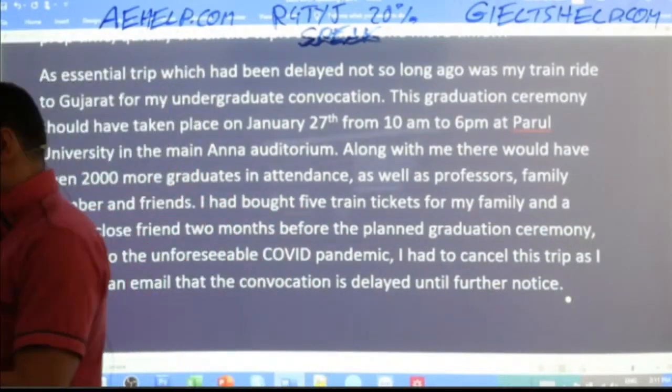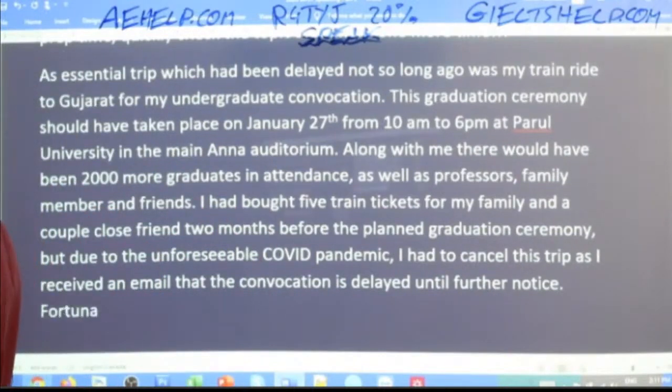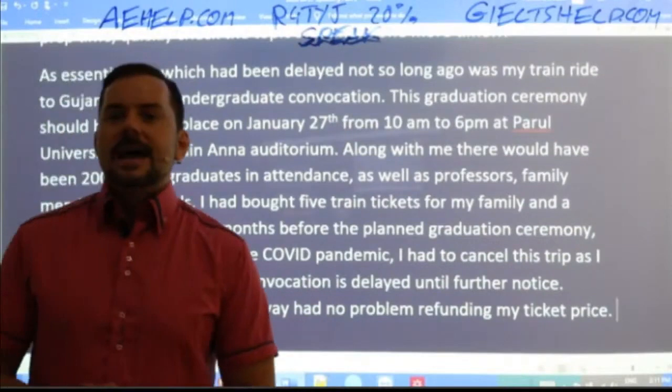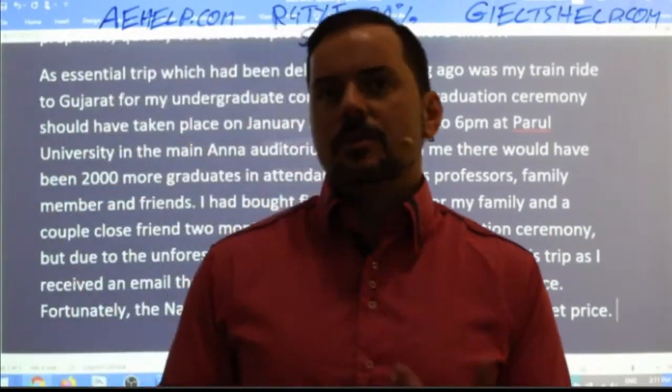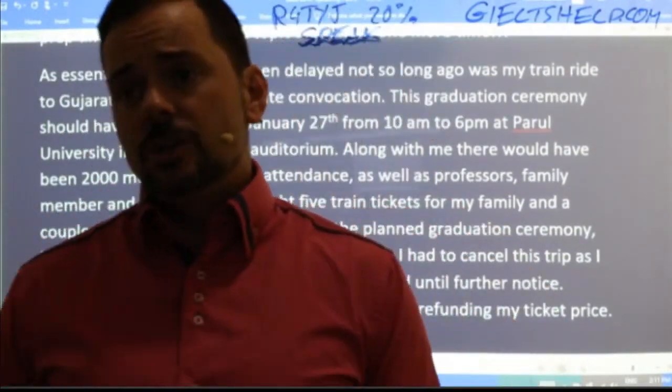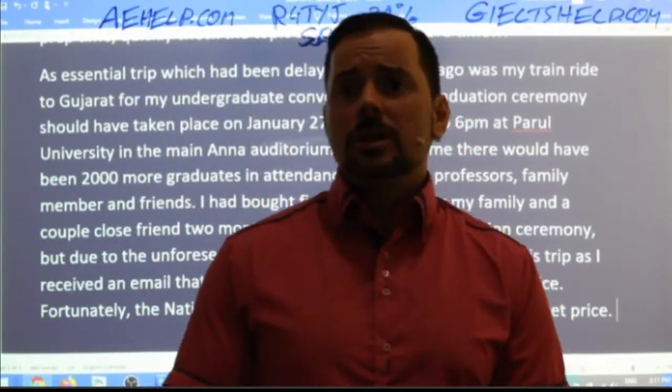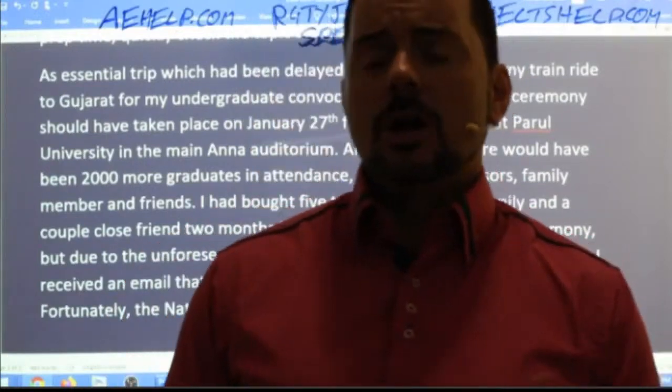So Rajveer says maybe a little bit more. So fortunately, the National Railway had no problem refunding my ticket price. Okay, sure. That's, yeah, very good, Bekjan. So Bekjan says this is probably the point where you want to check your card and check your notes. Students, it is absolutely okay to look at your notes and look at your card, okay?